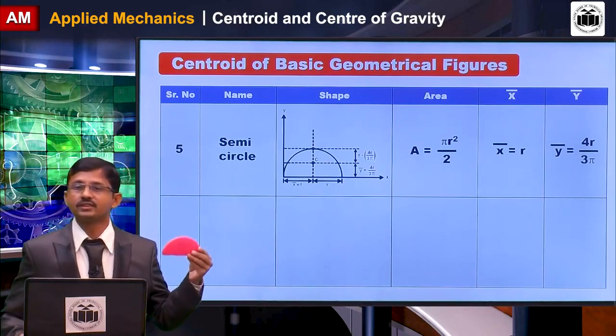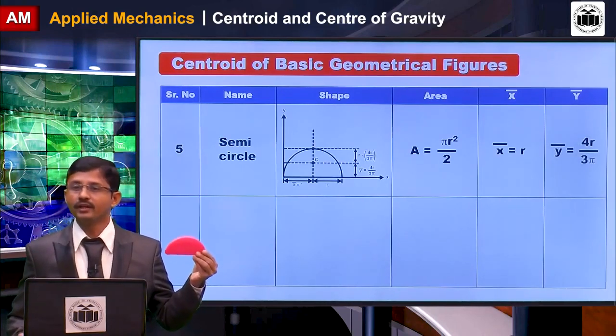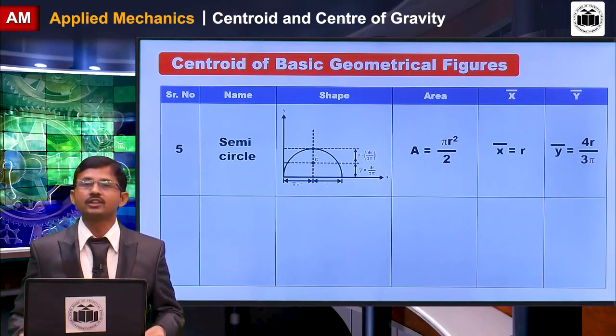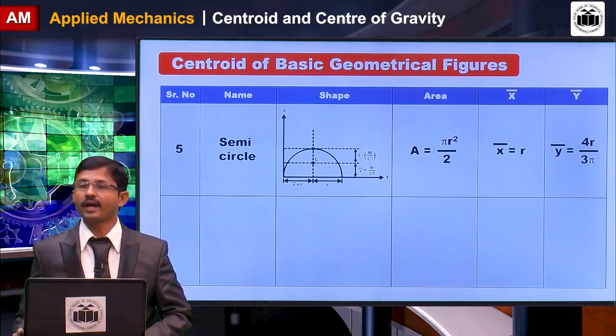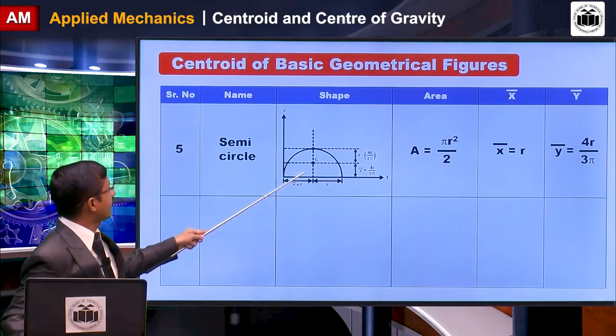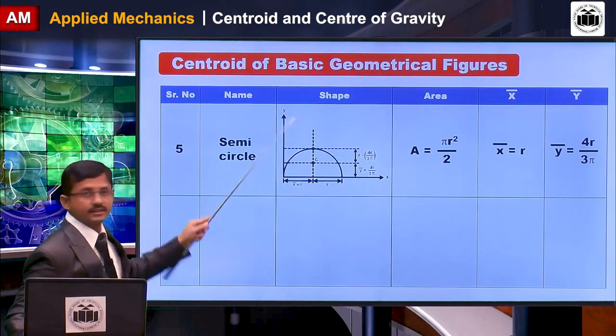The next shape is a semicircle. The area of a semicircle is pi r square by 2, and its X bar is r from the Y axis, and Y bar is 4r upon 3 pi from the X axis.